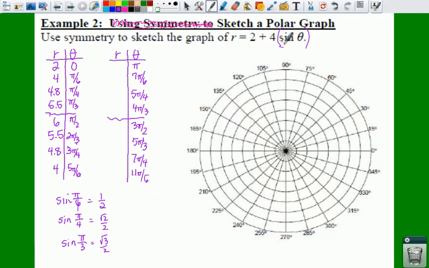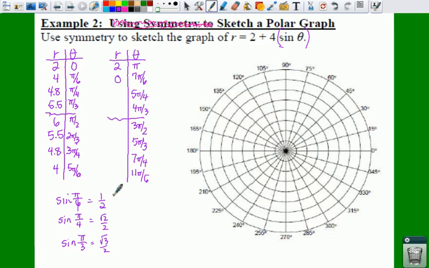So plug in a pi, sine of pi is 0, times 4 is 0, plus 2 is 2. Plug in a 7 pi over 6. Now, 7 pi over 6 is going to be a negative 1/2 because we are in the third quadrant. Anything below your horizontal is going to be negative for your sine. So negative 1/2 of 4 is a negative 2.